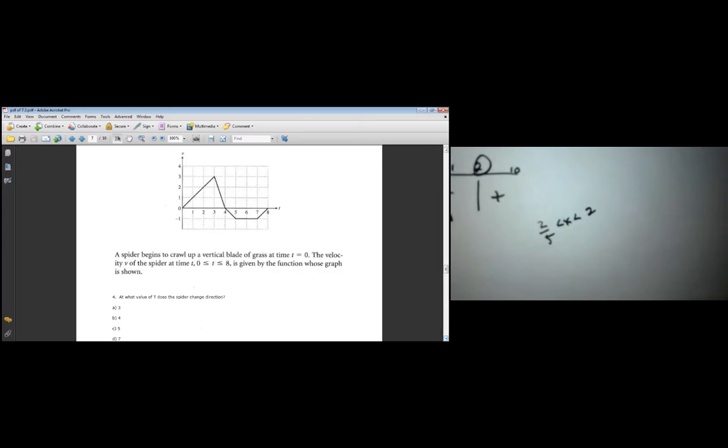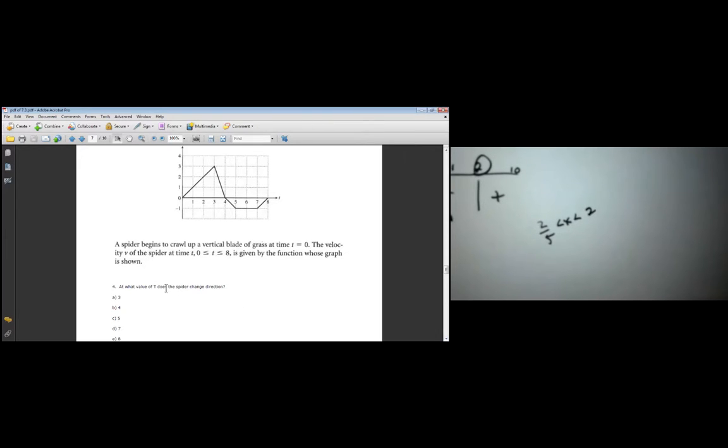4 and 5, use the graph below. Spider begins to crawl up a vertical blade of grass at t equals 0. The velocity of the spider is given above. So we're looking at the velocity graph. When's the spider change directions? Instead of a particle, they put a spider. Who cares? When's the spider or when's the particle change directions? At 4. Yeah, at 4.